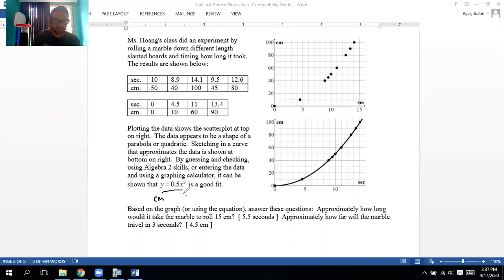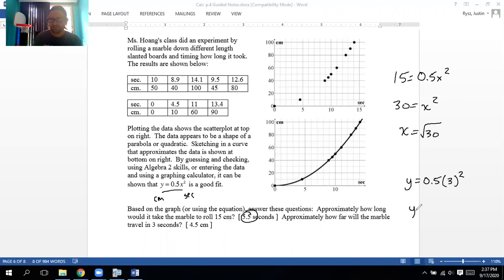So centimeters and seconds. Okay, so how long would it take to roll 15 centimeters? We're gonna set 15 equal to the Y, solve for the X. That's why it's kind of difficult to use just X's and Y's all the time. Okay, multiply, we get 30 equals X squared. Take the square root of that. What's the square root of 30? I don't know, probably about 5.5. Then if we want to do the other way, approximately how far will it travel in 3 seconds? So Y equals, we're finding the centimeters, 0.5 times 3 squared. So that would be about 9 over 2, or 4.5 centimeters.